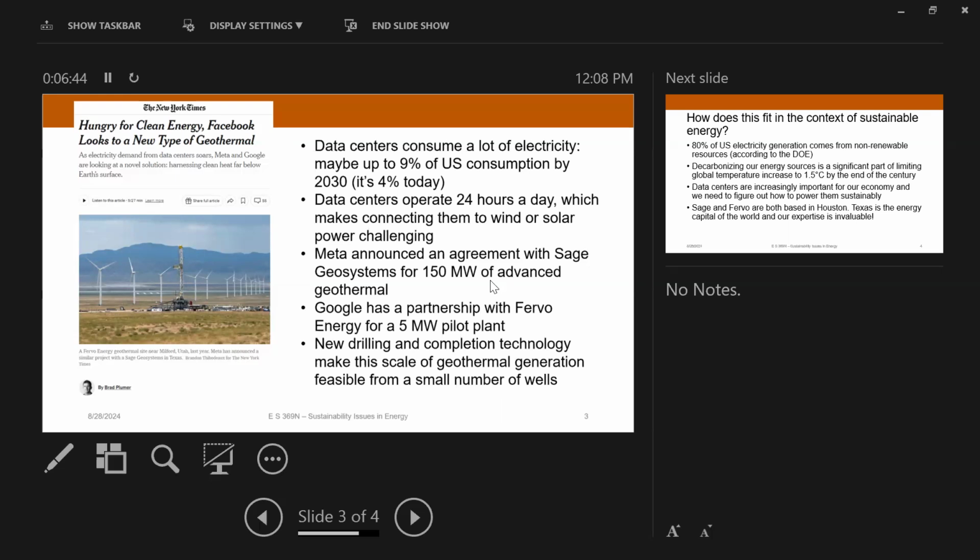And the reason that this is happening now is because there's been suddenly a whole bunch of advances made in drilling and completion technology for what we call enhanced geothermal systems, which we'll talk about in our geothermal unit. But this makes utility scale geothermal energy generation feasible with only a small number of wells. You don't have to have like 500 wells to generate enough heat to generate the electricity. So it's really something that's just happening now. And I think, and I hope, we'll see more of this.